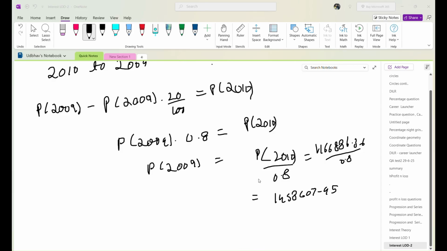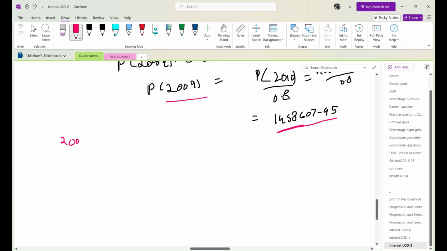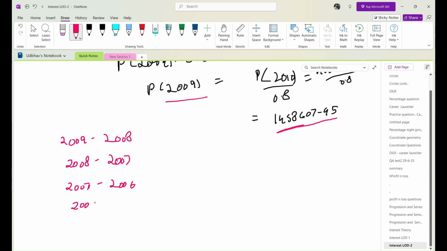Yes, and from 2009 backwards there is an increase of 5% each year. From 2008 to 2007 there is also an increase of 5%, 5%, 5%. Okay, wait, it's clear till here, right? We got the population of 2009. So from 2009 to 2008, 2008 to 2007, 2007 to 2006, and 2006 to 2005.